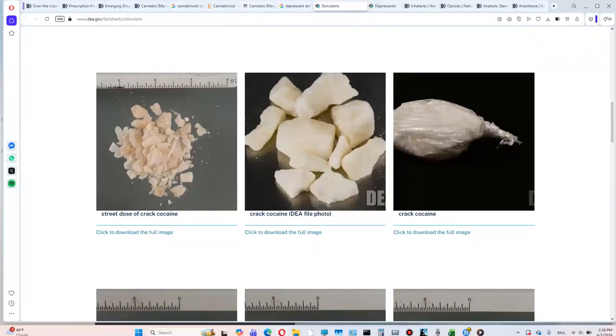These are images. Street dose of crack cocaine. More in broken up chunks. These are others in a rock form and then powdered form on the far right.